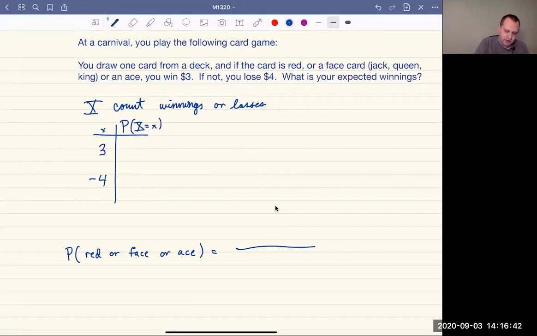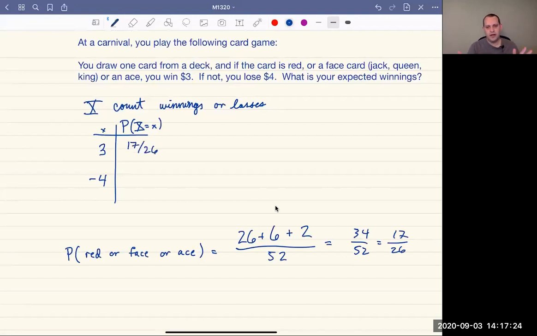So there's 26 red cards. There's 12 face cards, but we've already counted half of those, so there's 6 non-red face cards. That would be the Jack, Queen, King of clubs and spades. There's 6 of those. Likewise, there's 2 black aces, the ace of clubs and the ace of spades. Altogether, this is 26 plus 6 is 32, plus 2 is 34. The size of our sample space is 52 cards. So altogether, the probability that we'll win is 17 over 26.